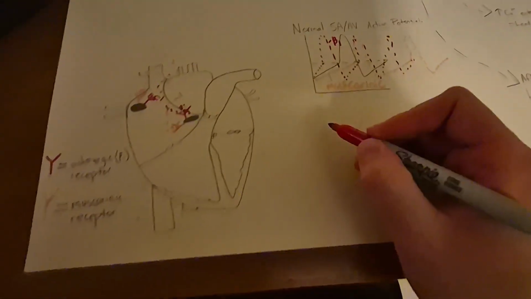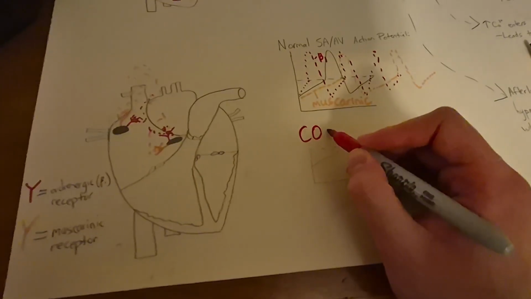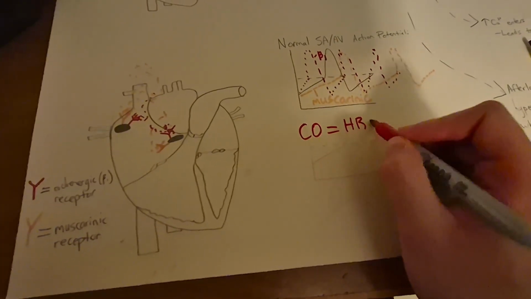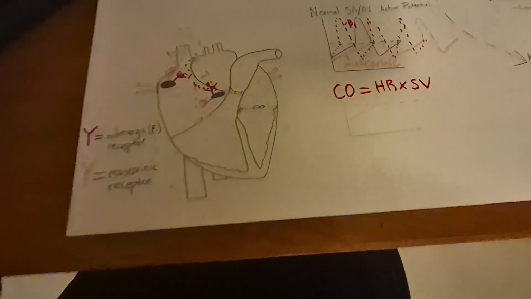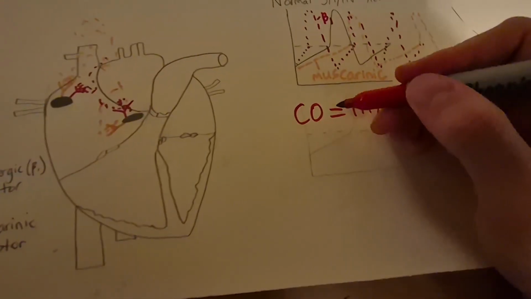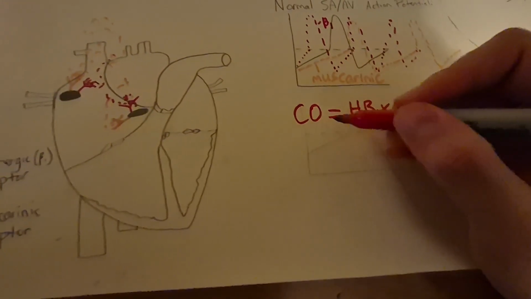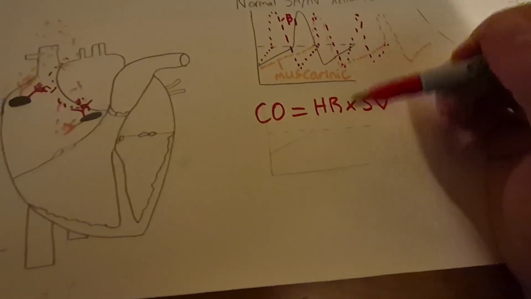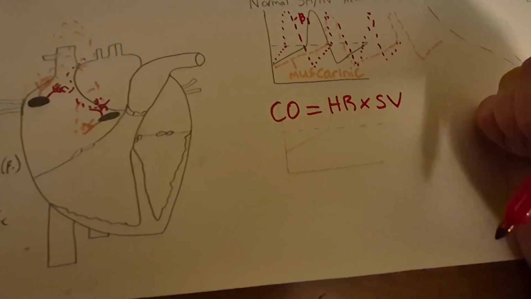And so with the control of cardiac output, when heart rate increases through the sympathetic stimulation, through beta-1, our heart rate obviously is going to go up. So for example, again, here's our cardiac output equation. We have heart rate times stroke volume. When heart rate increases, cardiac output is going to increase. And when heart rate decreases, cardiac output is going to decrease.